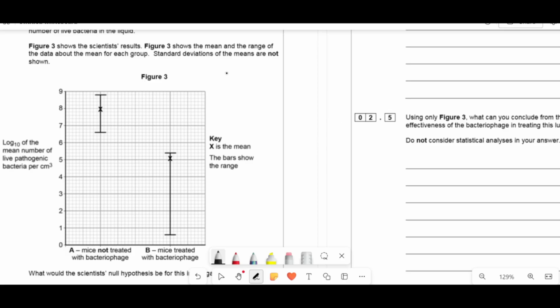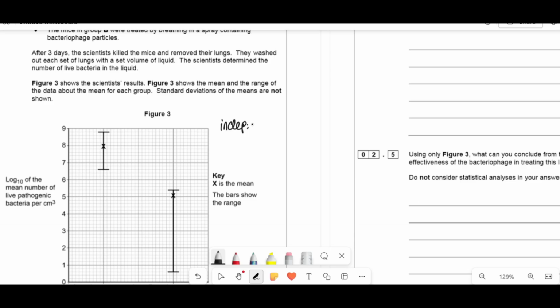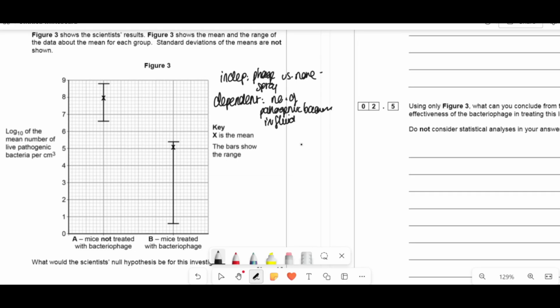Fine. So first of all, let's have a look at what their independent and their dependent variables are. The independent is phage spray versus none. And the dependent, what they're measuring, is the number of pathogenic bacteria in fluid from washing the lungs. This might be useful.